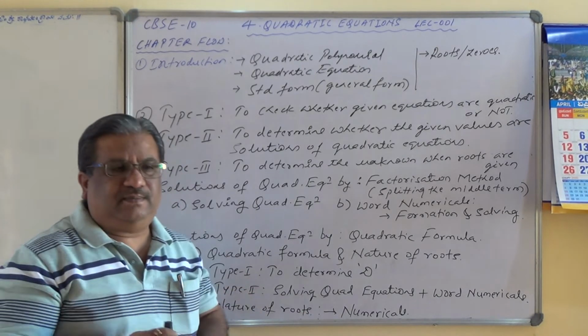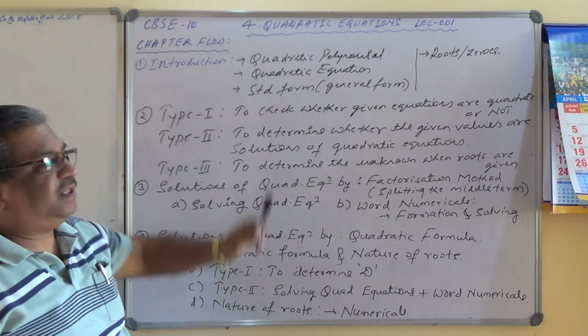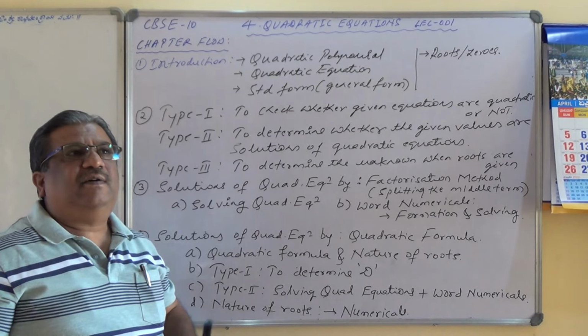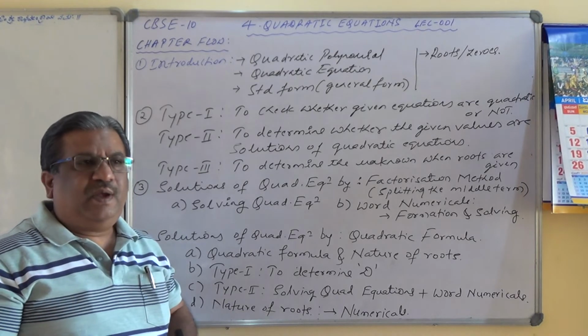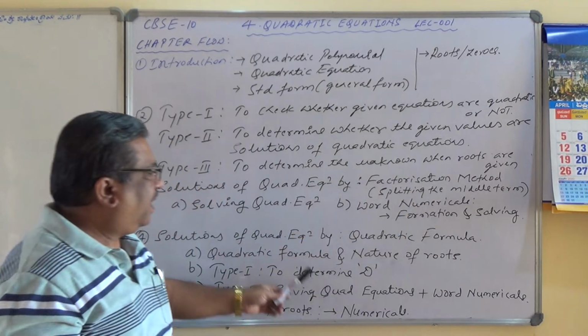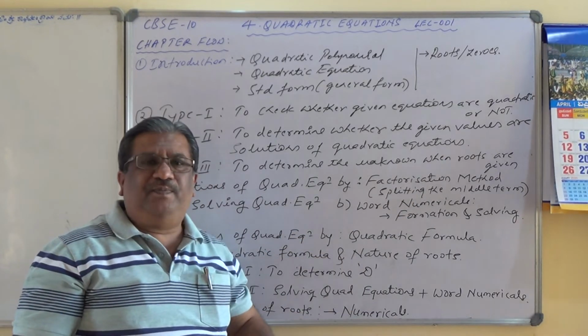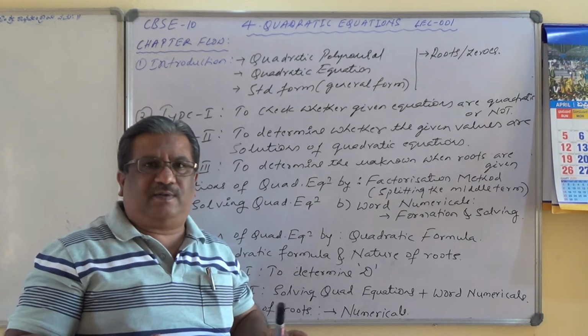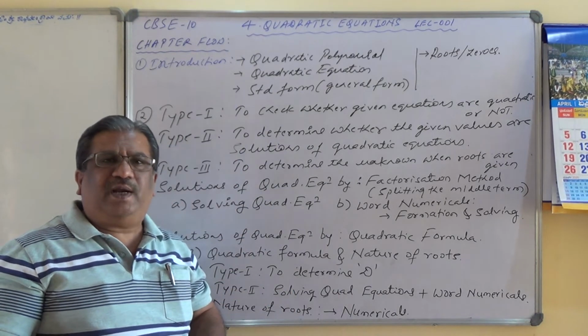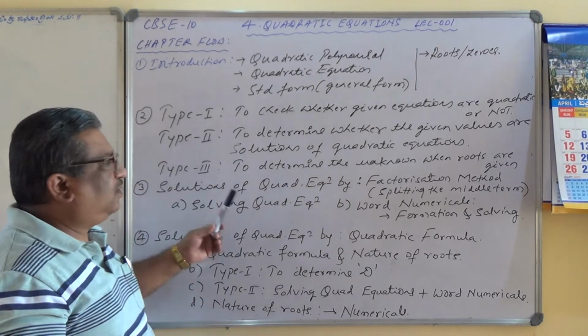In a nutshell, this chapter deals with solving of quadratic equations, meaning finding out the value of x. Mainly there are two methods: one is by the factorization method and another is by using the quadratic formula. These are the main sections of the topics, but there are many sub questions which are very important that we are going to discuss thoroughly.